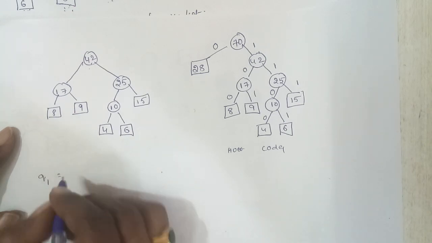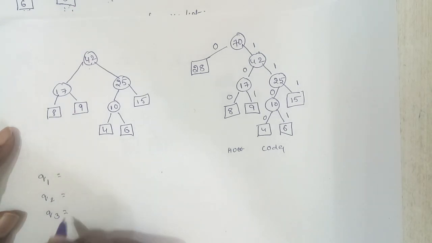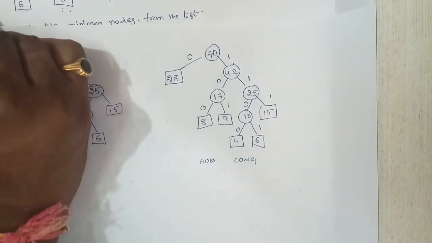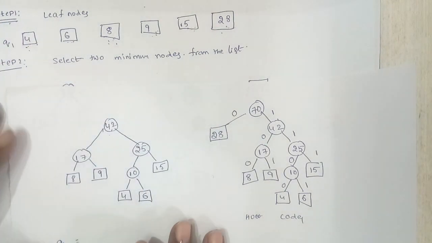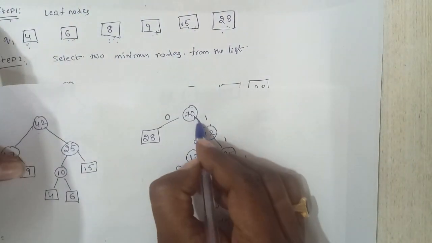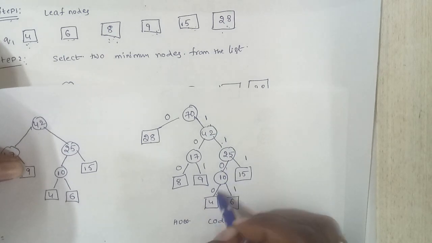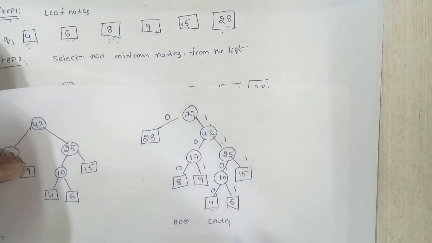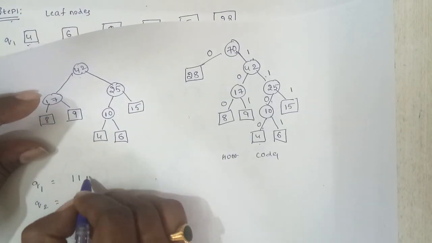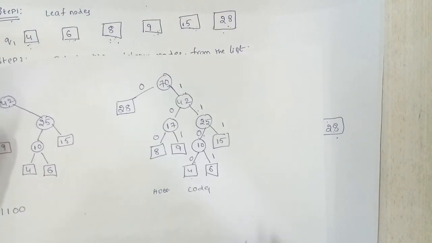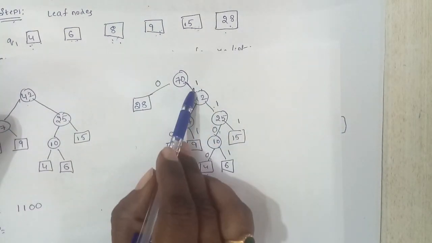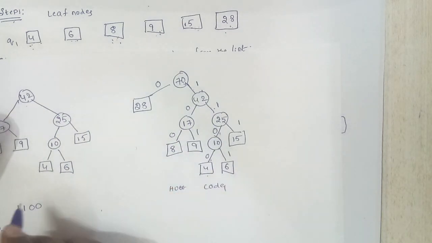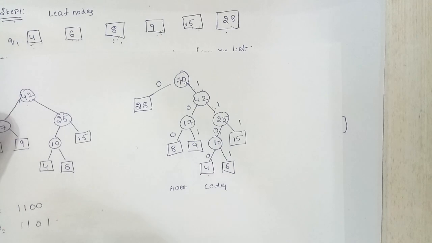Now what are the codes for Q1, Q2, Q3, Q4, Q5 and Q6? What is Q1? Q1 is 4. What is the code for 4? 1 1 0 0, that is from the root node to 4. So 1 1 0 0 is the code for Q1. What is Q2? Q2 is 6. For 6, 1 1 0 1. 1 1 0 1 is for Q2.